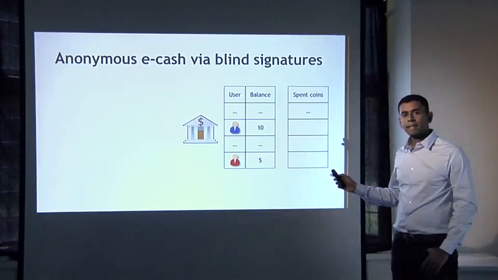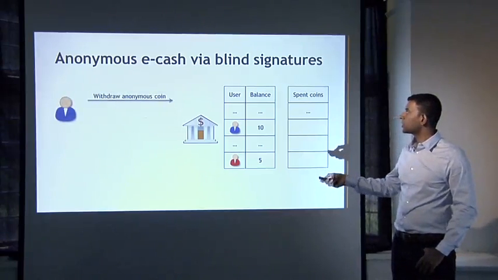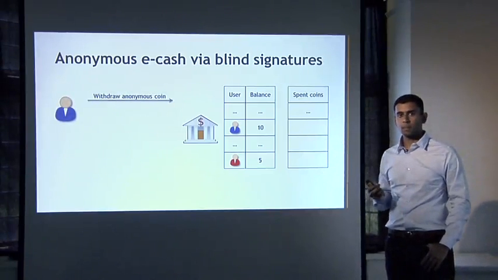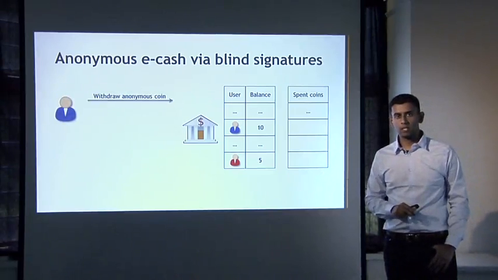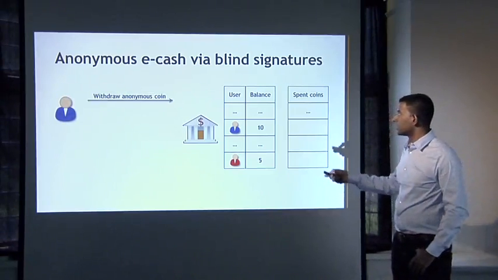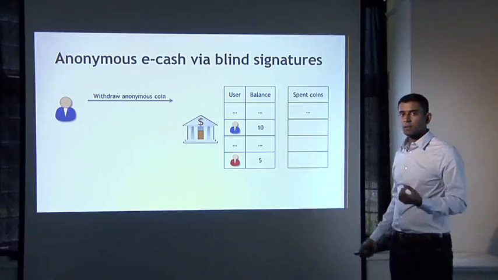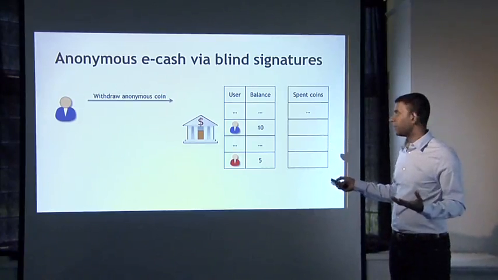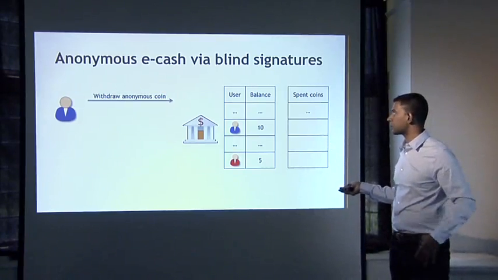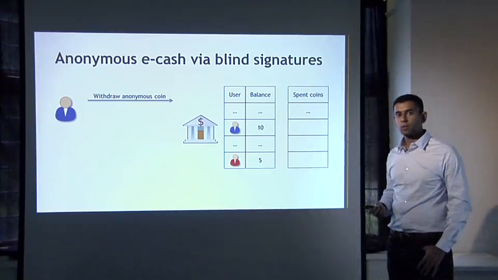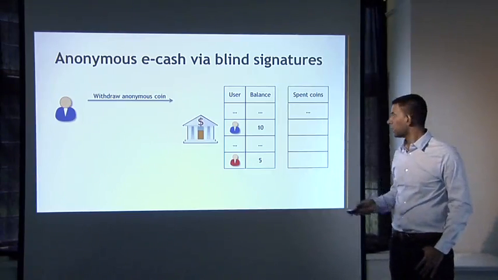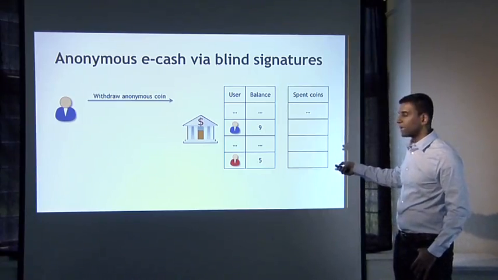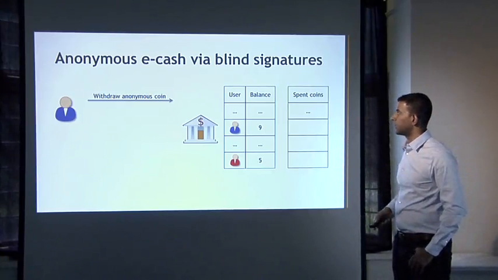Let's say that a user now wants to withdraw an anonymous coin from the system. And now this is where the crypto magic is going to come in. So the user wishes to withdraw an anonymous coin of a standard denomination. Let's say that that's a $1 denomination and all of these values refer to dollars. So the first thing that the bank is going to do on receiving this request is deduct this user's balance. It's gone down from 10 to 9 in this example.